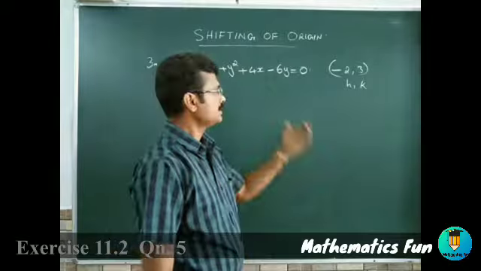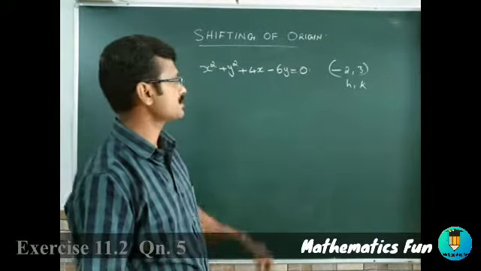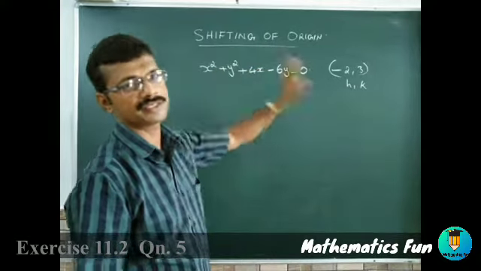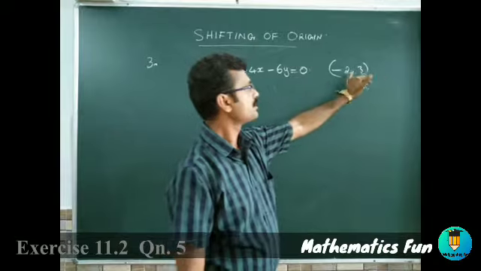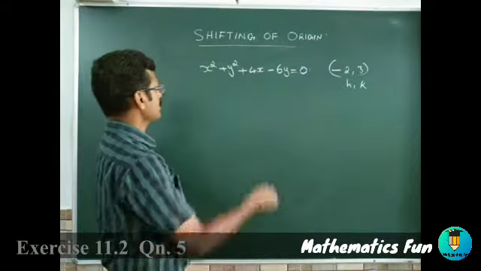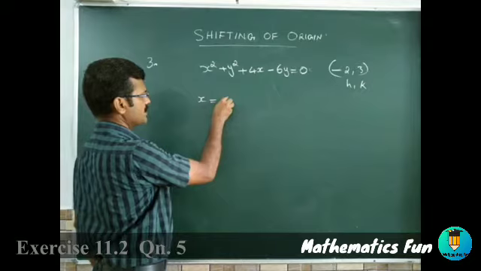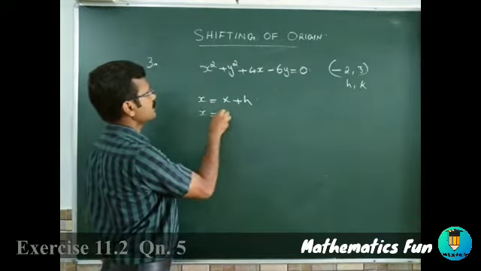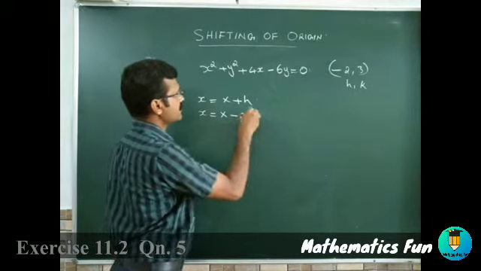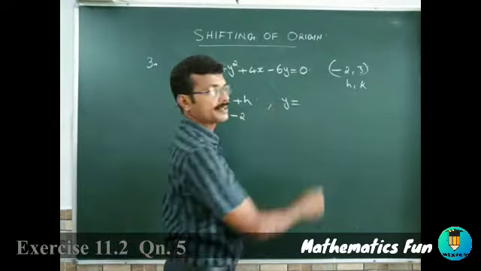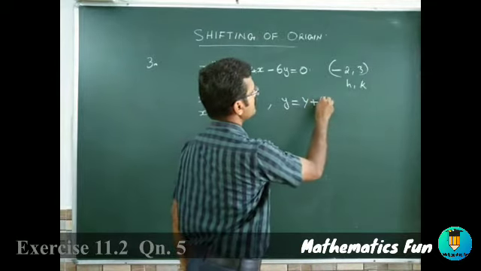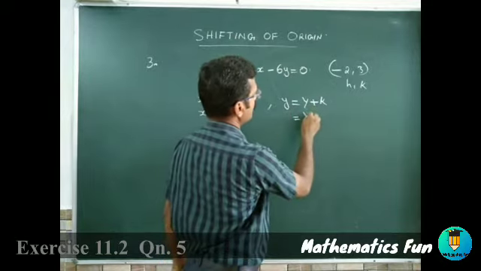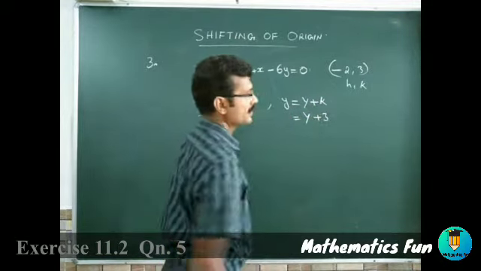As I said at the beginning, the equation will transform, even the coordinates also will transform. So it's a transformed equation, means we have to find out in terms of capital X, capital Y. Origin is shifted to minus 2 comma 3. So we know small x is equal to capital X plus h, so small x is capital X plus h, where h is minus 2. The same way small y is capital Y plus k, where k is 3.